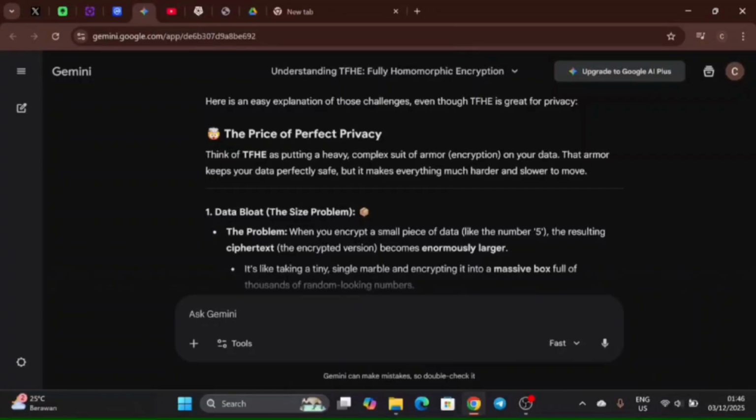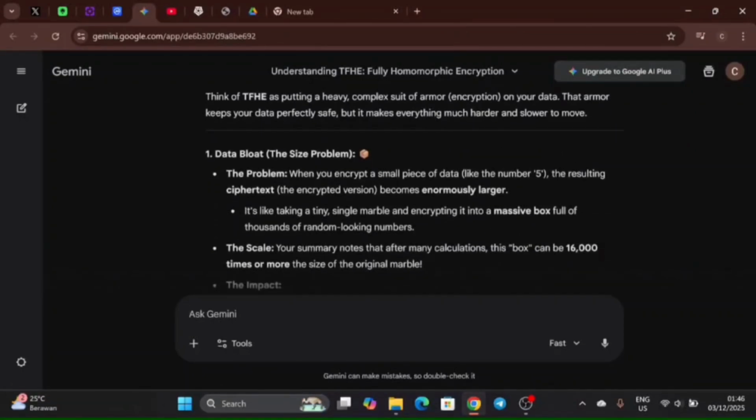Think of FHE as putting a heavy, complex suit of armor on your data. That armor keeps your data perfectly safe. Yes, got it. But it makes everything much harder and slower to move. Yeah, that's true.